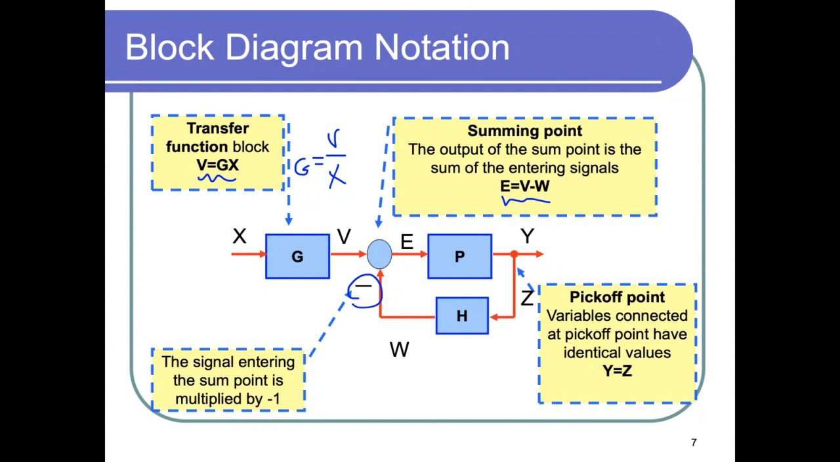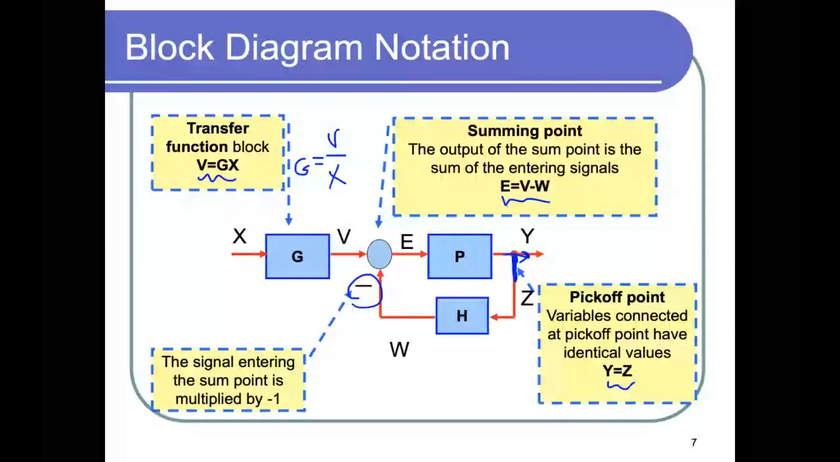And we have what's called a pickoff point. So variables connected at a pickoff point have identical value. So the signal here is Y, and you can also think of it as Z here going to the feedback loop, and these values are the same, so Y is equal to Z. So I can take a signal, and even if you give it a different name, it will have the same value because you're just picking up that value in the system.